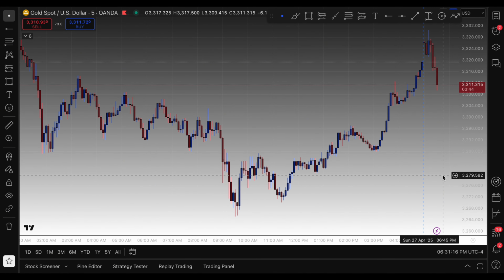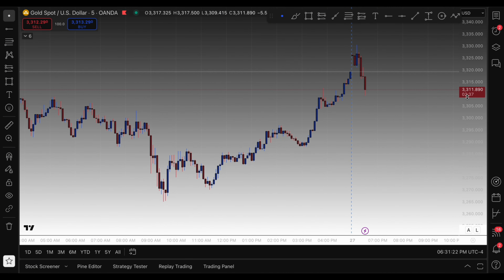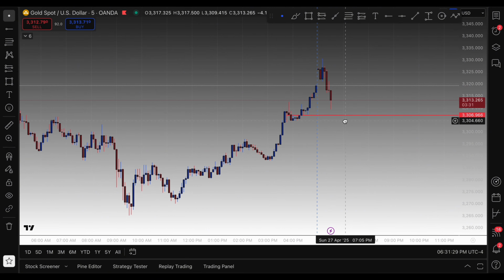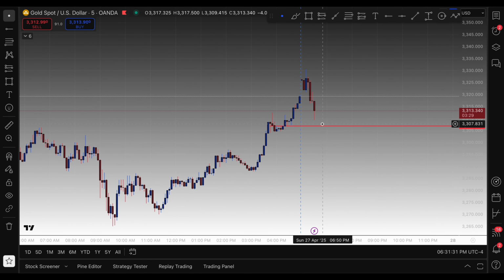Alright, so with that being said, let's go ahead and hop right into it. And as you can see, the market is live and moving right now. So I want to show you guys there's an active liquidity pool right here, and we are going to mark that one out right there. And we're going to see if it gets tapped into or not.